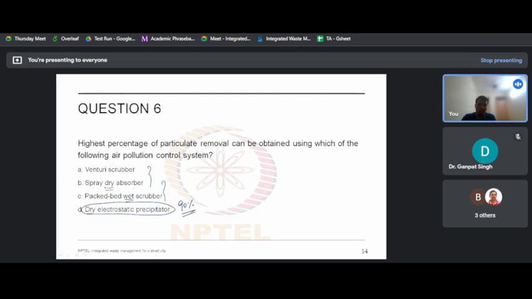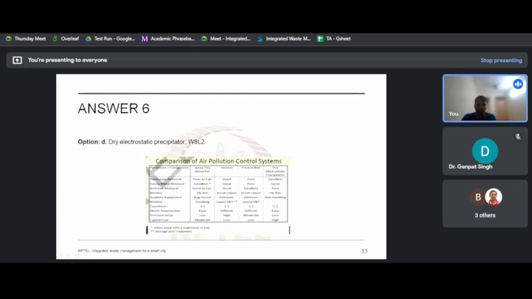In some cases, the gas is sprayed with water before passing it into the filter. The gas molecules absorb water or react with water, so they become heavy and it becomes easier to remove them compared to a dry gas. That is the mechanism of using scrubbers, but their efficiency will not be as high. So A, B, and C you can remove. Here we want the highest percentage of particulate removal, so we can go with the dry electrostatic precipitator. That is option D, the correct answer. Students can refer to the second lecture.